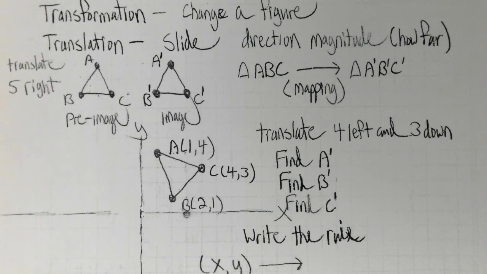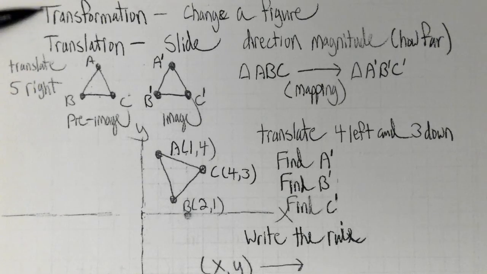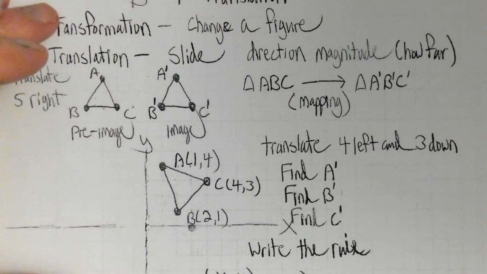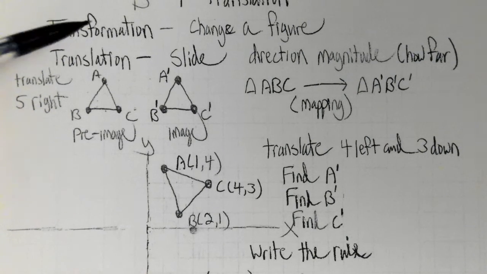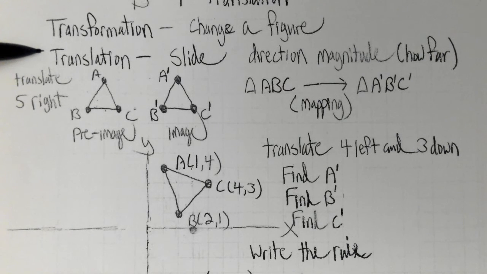Okay guys, we're starting on a new unit today, Unit 5. The main topic of this unit is going to be transformations. A transformation is when you change a figure, alright? We're going to be looking at different types of transformations throughout this unit, and the one we're looking at in this section specifically is called a translation.